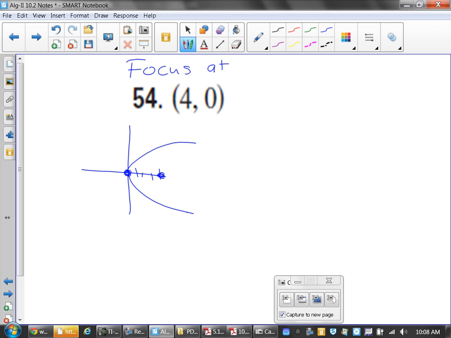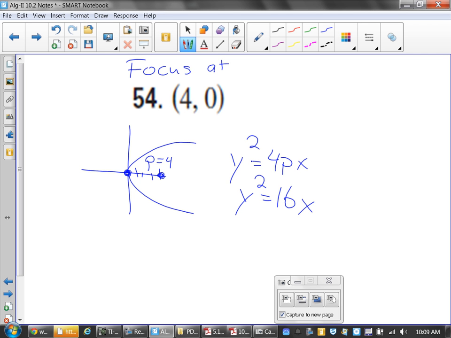Anyway, so our p-value here is 4. Is this an x squared or a y squared parabola? It's y squared. So y squared equals 4px, and what is our p-value? 4. What's 4 times 4? 16. And there's your equation. Using what you know about directionality, it's rather simple to work with these.